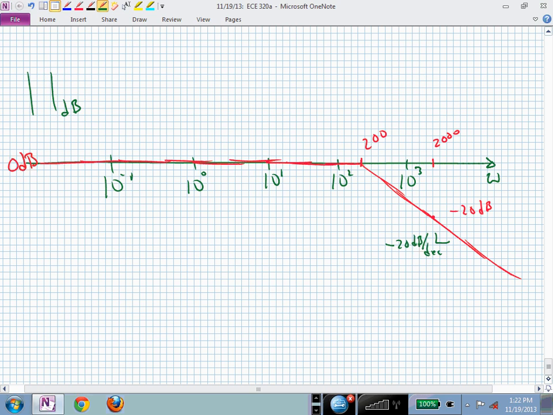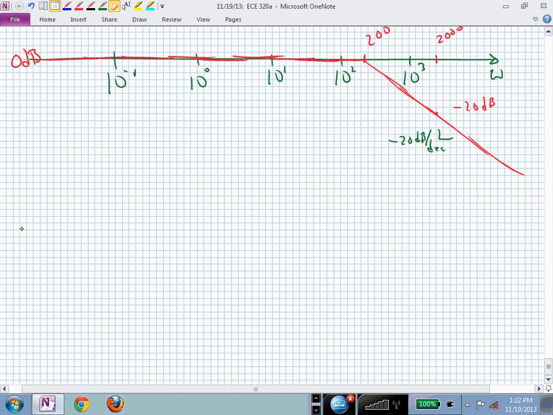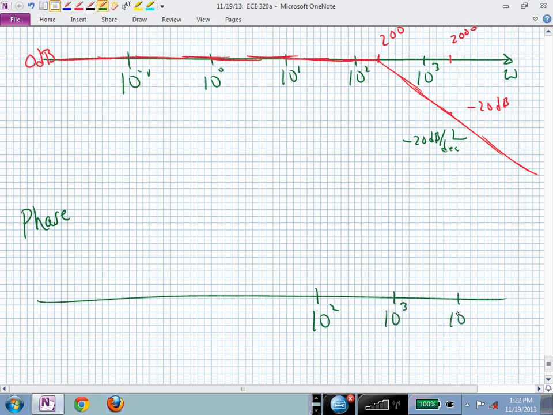What's the phase going to look like? Are there questions on the magnitude plot? Now I'm really messing things up. These all should be aligned, but they're not in my sketch.